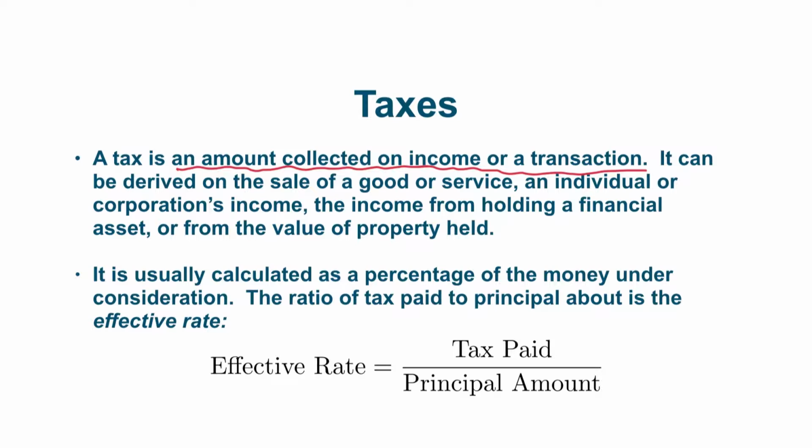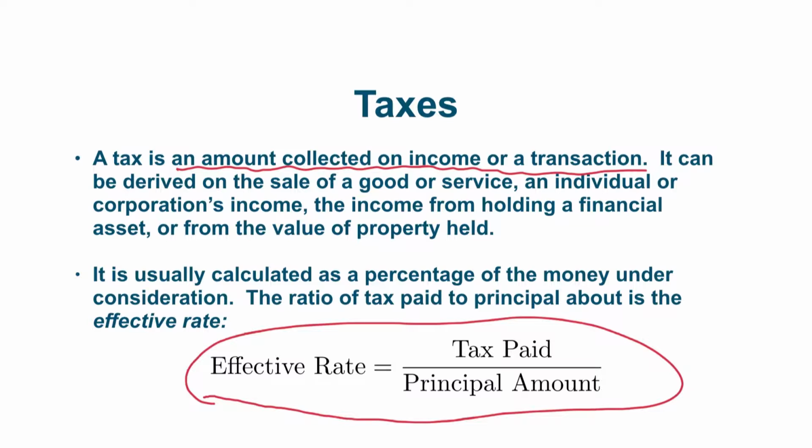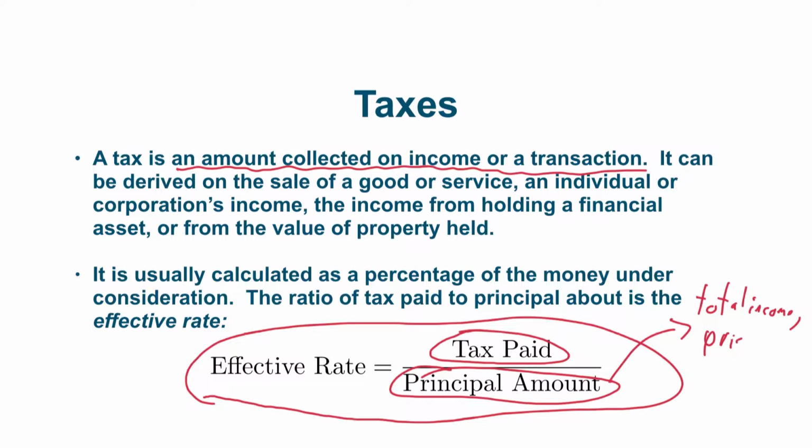One way to summarize how much in taxes you're paying is what's called your effective rate, which is the amount of tax paid divided by the principal amount. This principal amount could be your total income, the price of the thing you're buying, the value of your property. Whatever object or instrument the tax is being derived from, the total value of that is the principal. Then the taxed amount is divided by that principal to compute your effective rate.